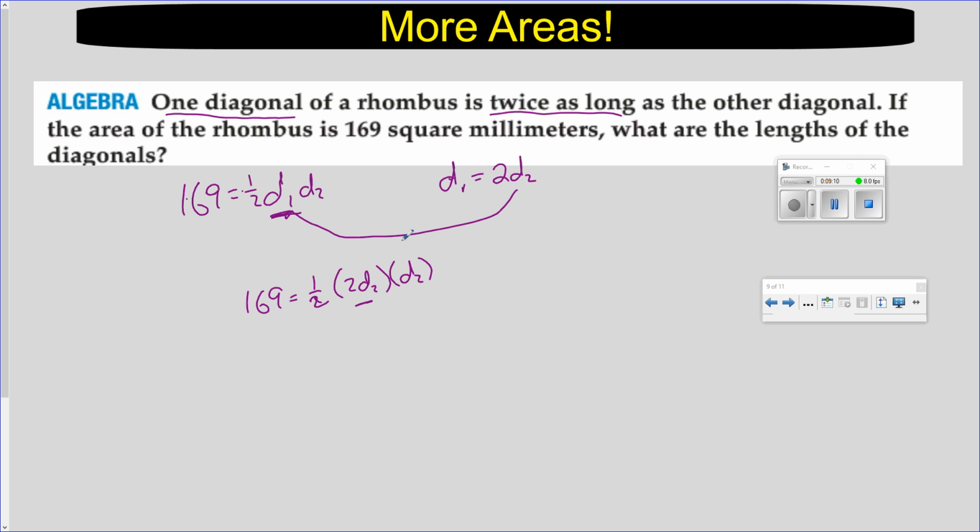This is a 1/2. Now notice the 1/2 and the 2 cancel. So I have 169 equals d times d, which is d2 squared. So I just need the square root of both sides. Square root of 169 is plus or minus 13. But it has to be positive, right? Because I can't have a negative length of a diagonal. So d2 is 13.